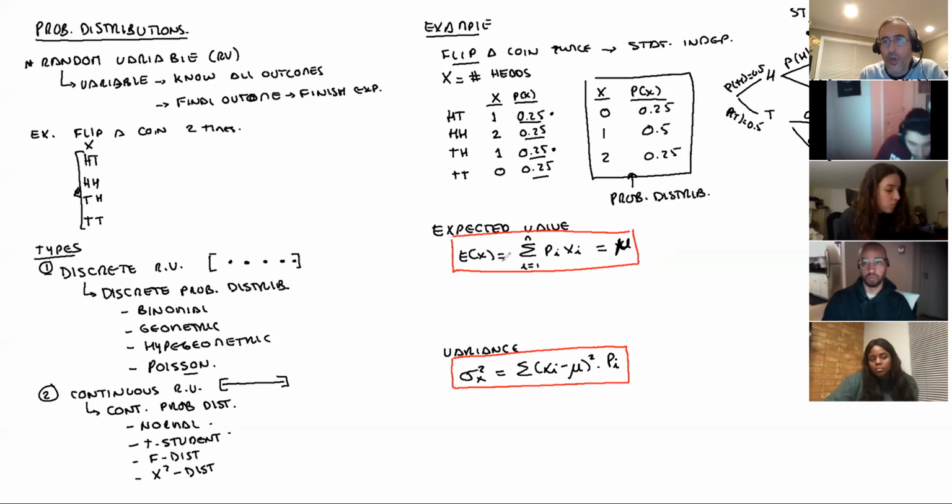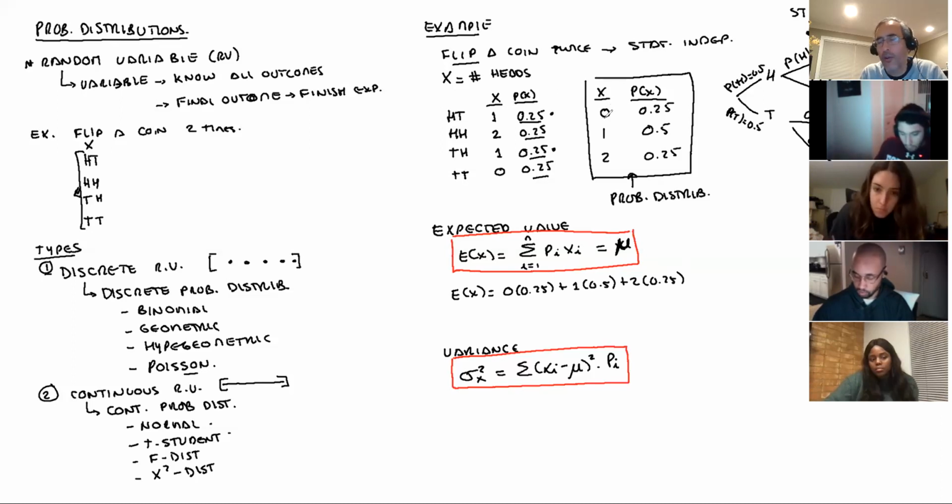Okay, so how do I do this? I will do this very quickly with you guys to compute this one here. So my expected value for this example is simply multiply this number times this number, this number times this number, and then you sum. So this is going to be 0 times 0.25 plus 1 times 0.5 plus 2 times 0.25. Okay, guys, this is the formula. Simply multiply every possible value of the random variable times its probability, and then you get the expected value. So this is going to be 0, 0.5, 0.5. So my expected value, guys, is equal to 1 head. Do you agree?